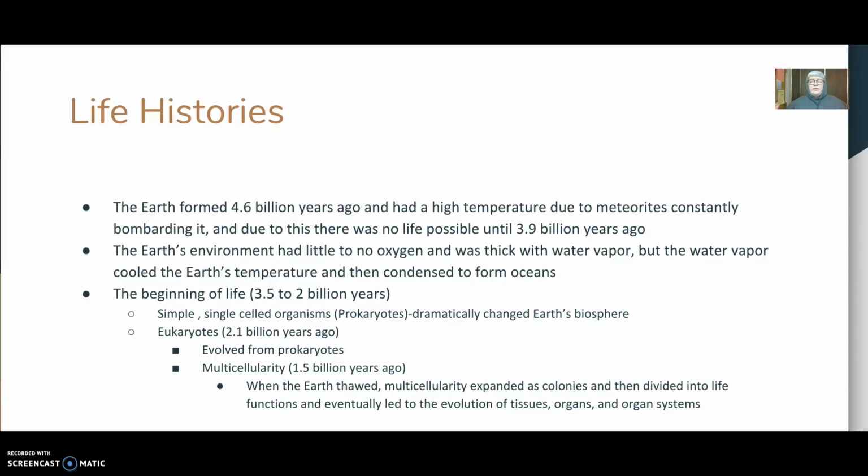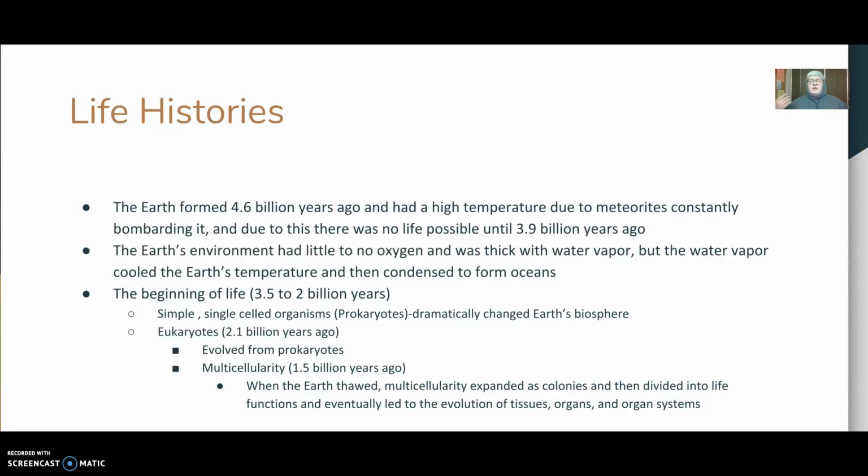And the beginning of life happened 3.5 to 2 billion years ago, and there were these simple single-celled organisms called prokaryotes, and they dramatically changed Earth's biosphere. And then eukaryotes evolved from prokaryotes 2.1 billion years ago, and they're much more complex organisms. But multicellularity didn't happen in organisms until 1.5 billion years ago.